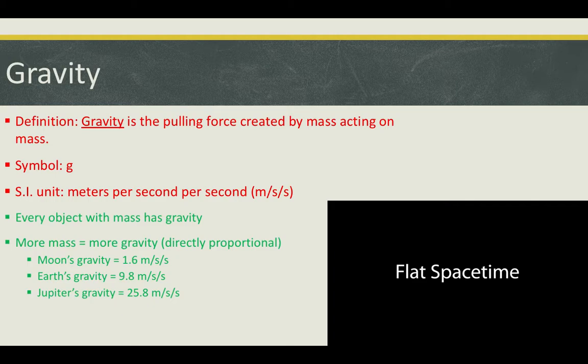Okay, so this is an interesting study of gravity. We're going to look at a little video here where we talk a little bit about how gravity actually works in the universe. But gravity is just the overall pulling force that's created by masses when they interact with other masses, because all objects with mass have a gravitational field.